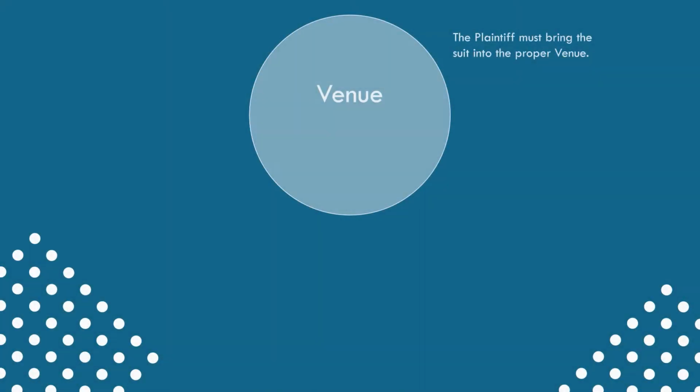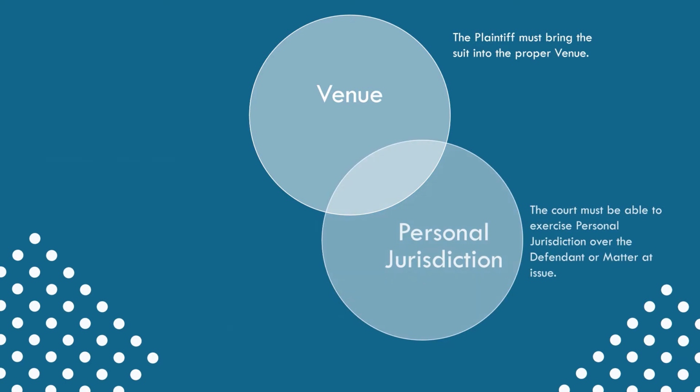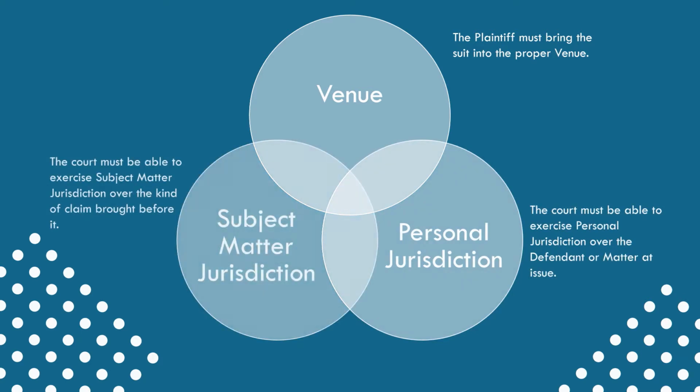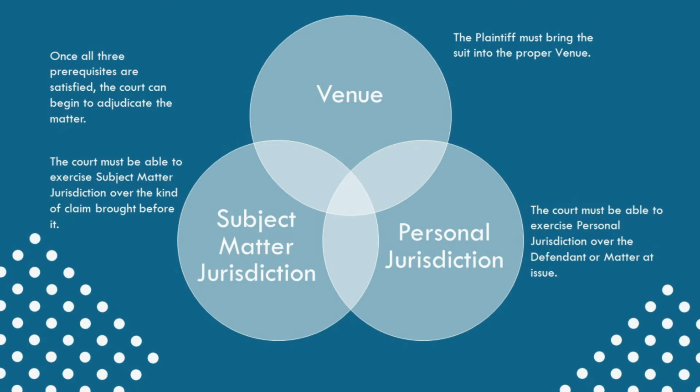Subject matter jurisdiction, like personal jurisdiction and venue, is a crucial prerequisite that must be fulfilled before a court can adjudicate litigation brought before it. The concept is relatively straightforward. A court can only adjudicate a matter if it has been empowered to do so.